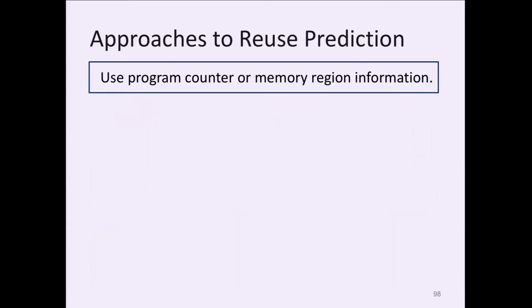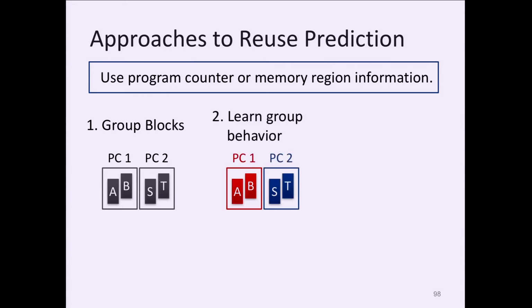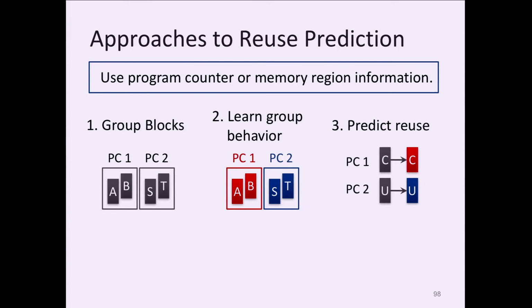Or you can use a program counter or memory region information. These are approaches that were actually followed by a lot of prior works. So you can group the blocks based on the program counter, this load versus this load, and learn the group behavior, assuming one exists. And you can predict the reuse based on the program counter, right? Maybe this load is always bringing data that's not going to be reused into the cache. And that happens, actually. There are some cases where this holds true. If you can identify them, that's actually good.